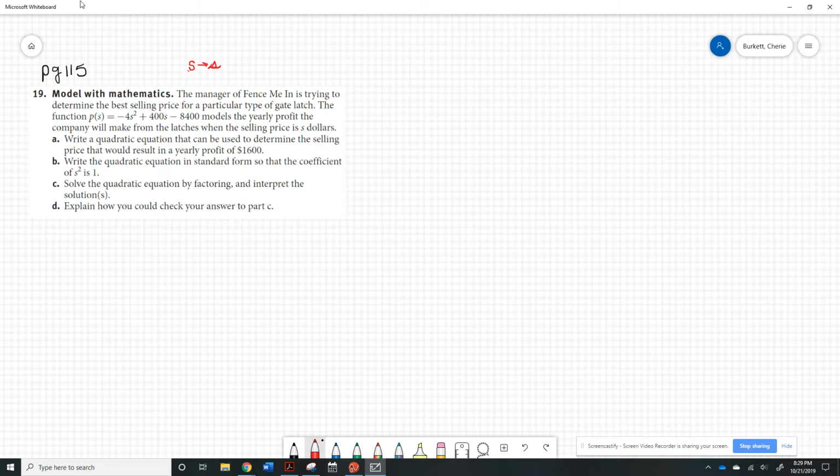So anyway, it says write a quadratic equation that can be used to determine the selling price that results in a yearly profit. So they're telling me right here, this is my profit.